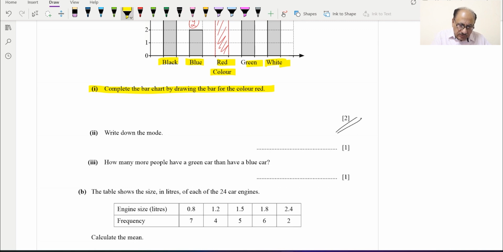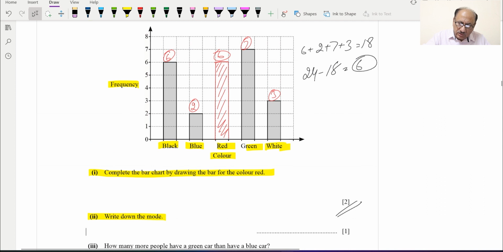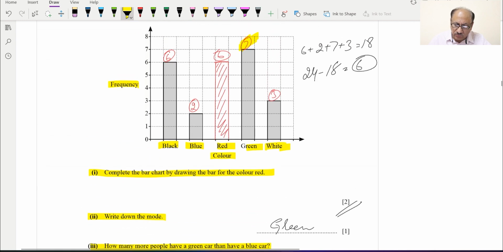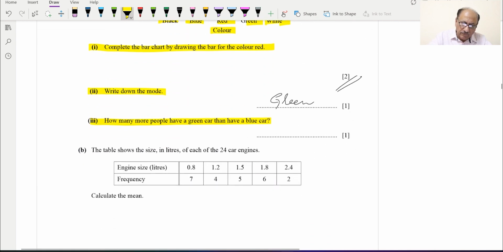Now the next thing is the second part, write down the mode. Mode means most repeating or most occurring, which is the highest frequency, 7. So it will be green. So we can write here green is the most repeating one. Then comes how many more people have green cars than have a blue car. So green minus blue will be 7 minus 2, which is equal to 5. So the answer will be 5 for this 1 mark part.